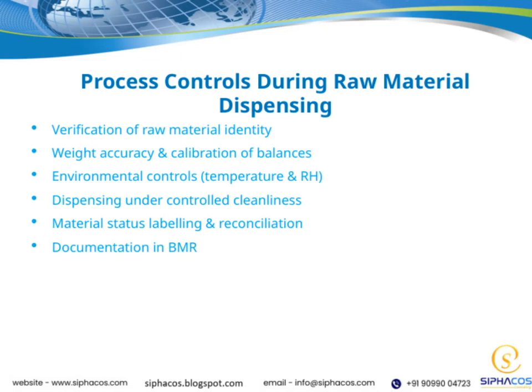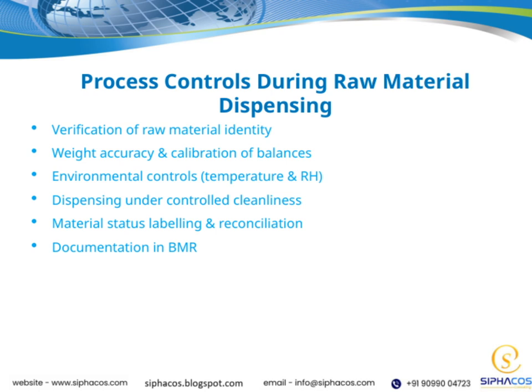Let's talk about the verification of raw material identity. Ensuring we have the correct raw materials is fundamental to quality. We need to confirm that each batch matches the specifications before we proceed. Next, we have to pay close attention to weight accuracy and calibration of balances. Accurate measurements are critical, so balances must be regularly calibrated to maintain precision.